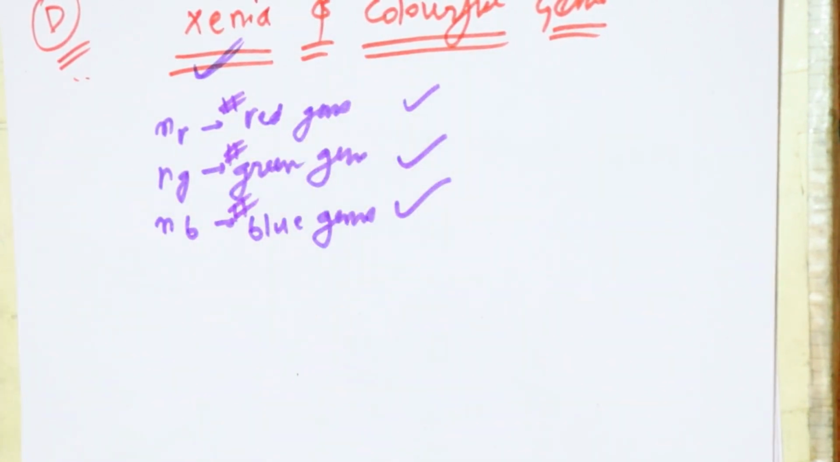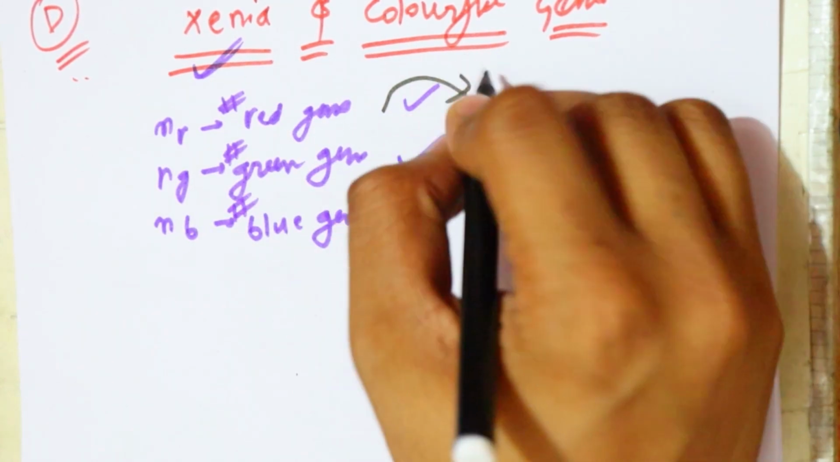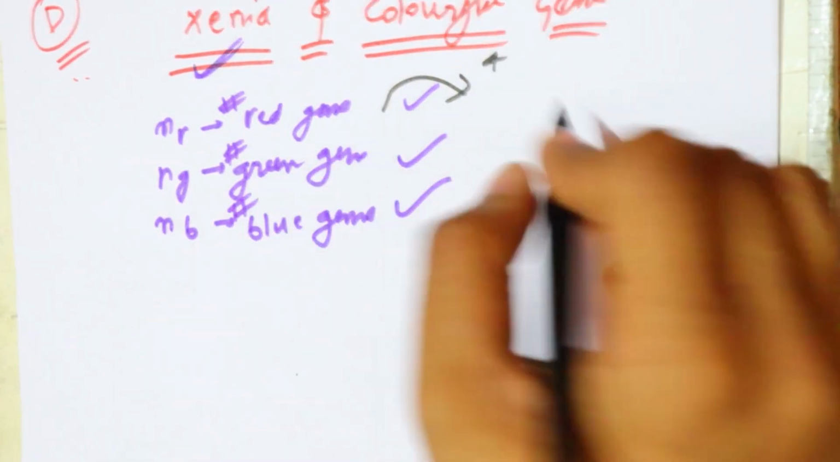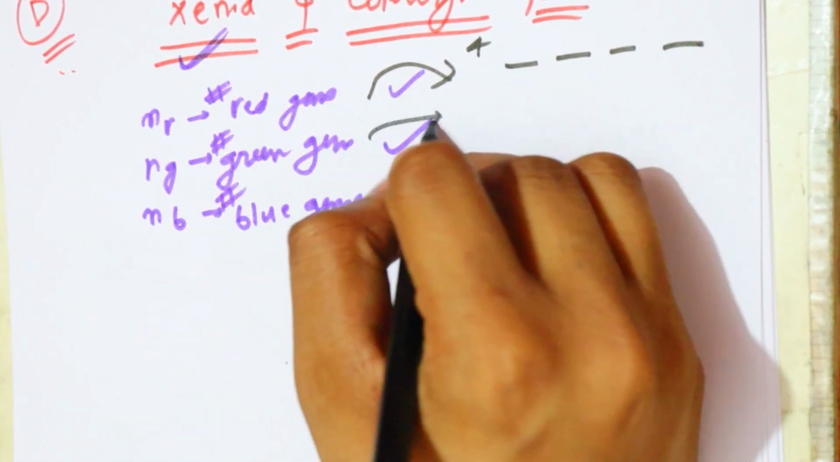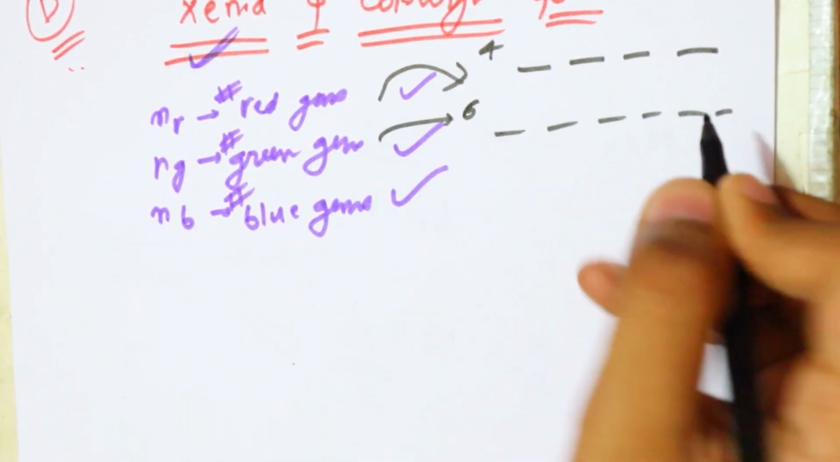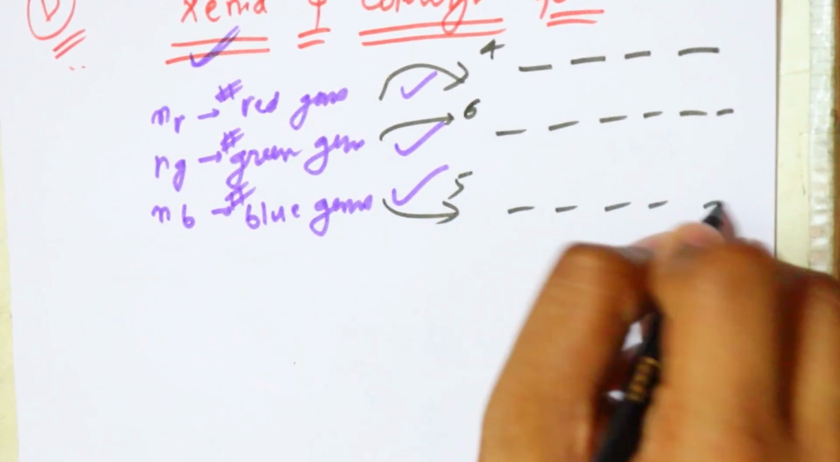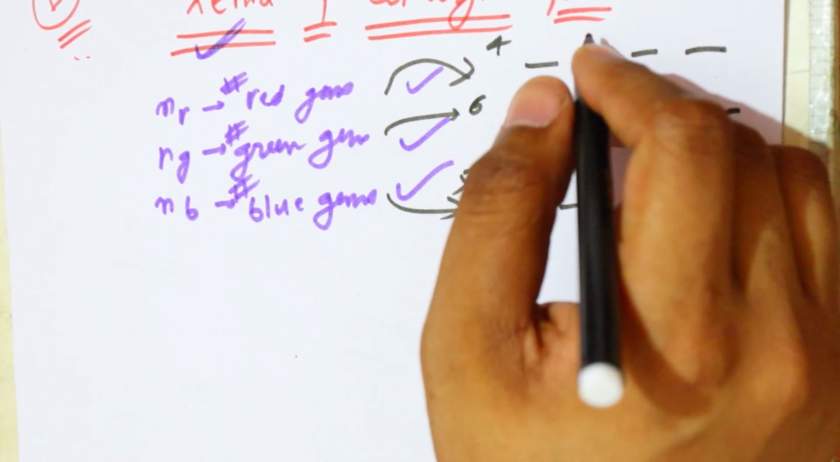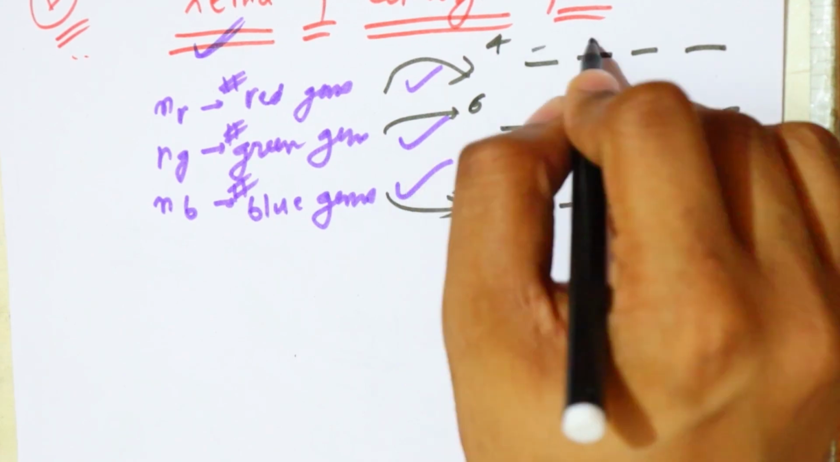Now what we will be having more is the weights of these NR red gems. Suppose we are having 4 red gems, so we will be having 4 weights. Suppose we are having 6 green gems, so we will be having 6 weights. If NB is, suppose, 5, we will be having 5 weights. These are some weights, any weights.